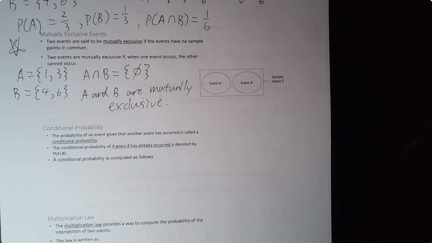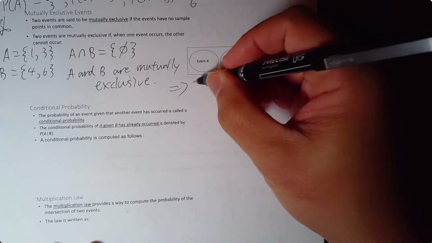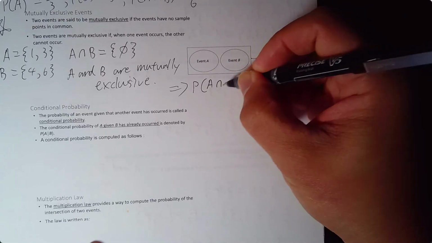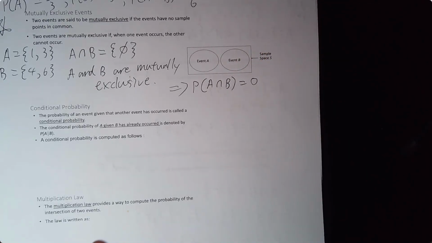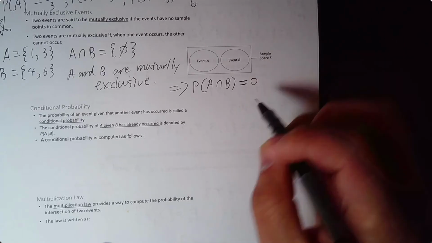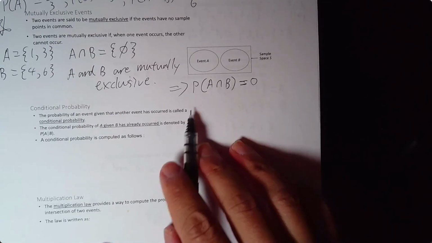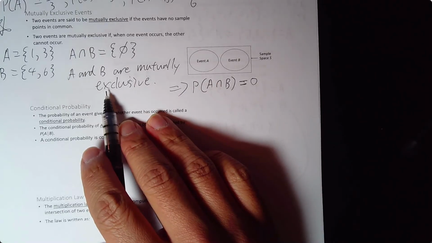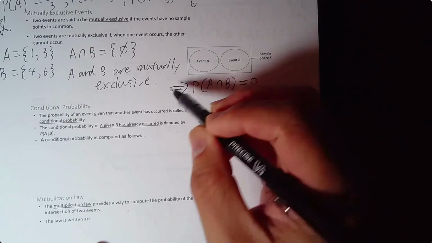All right. Now, what does that tell you then? We can conclude that the probability of A intersect B equals 0. Now, you can't go the other way. Just because the probability of A and B equals 0, you cannot conclude that they're mutually exclusive. So this only goes one direction. That's why this arrow is not a double arrow, but a single arrow in one direction.